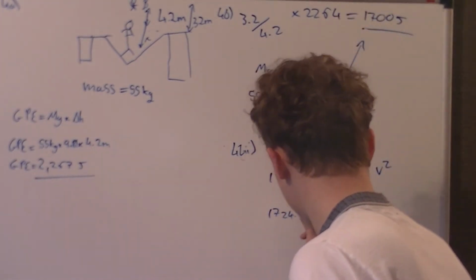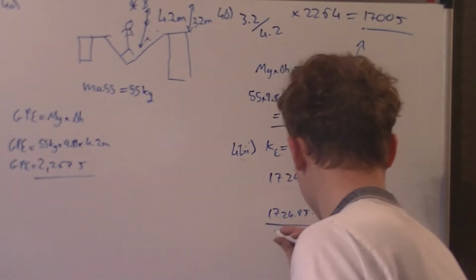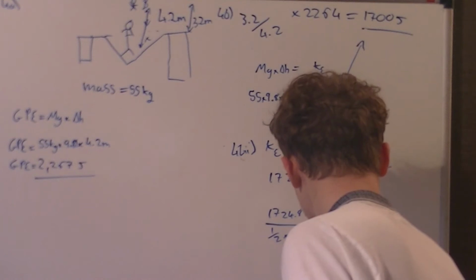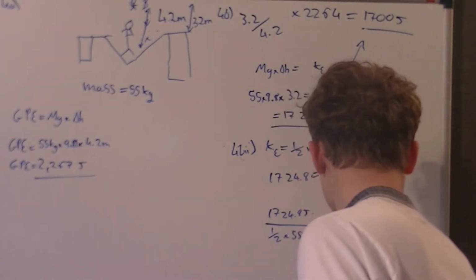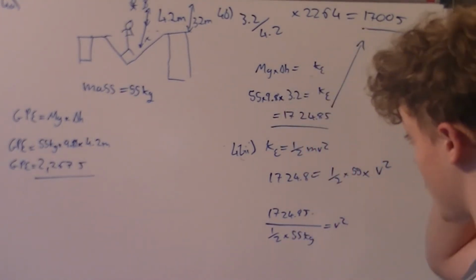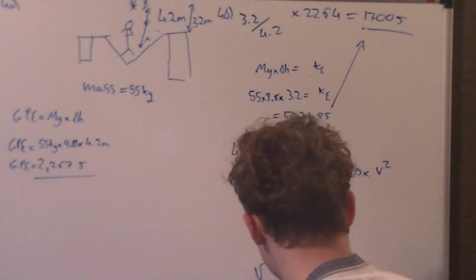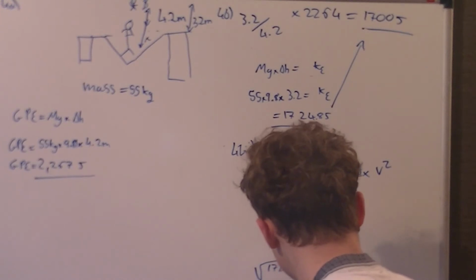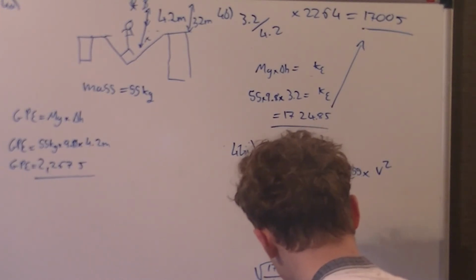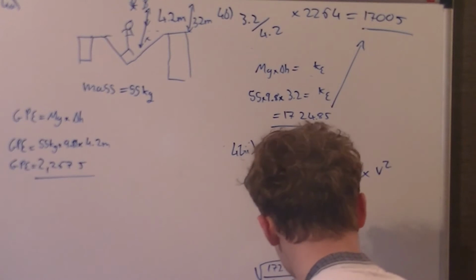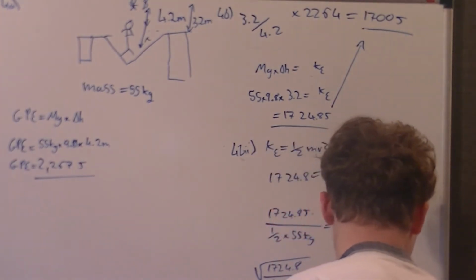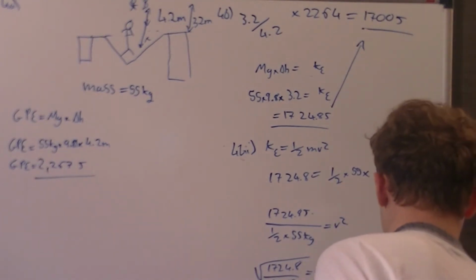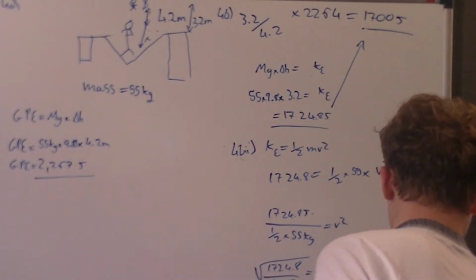We substitute this round. I'm not doing any calculations yet. Over half times 55 kilograms equals v squared. Square root both sides, so we square root that. 1724.8 over half times 55 equals v. So therefore v equals 7.9 meters per second.